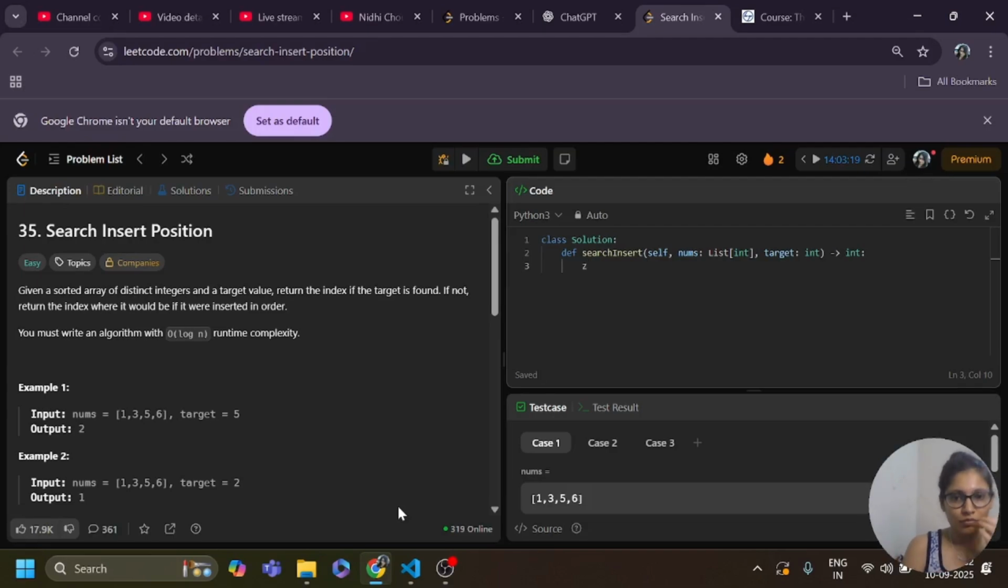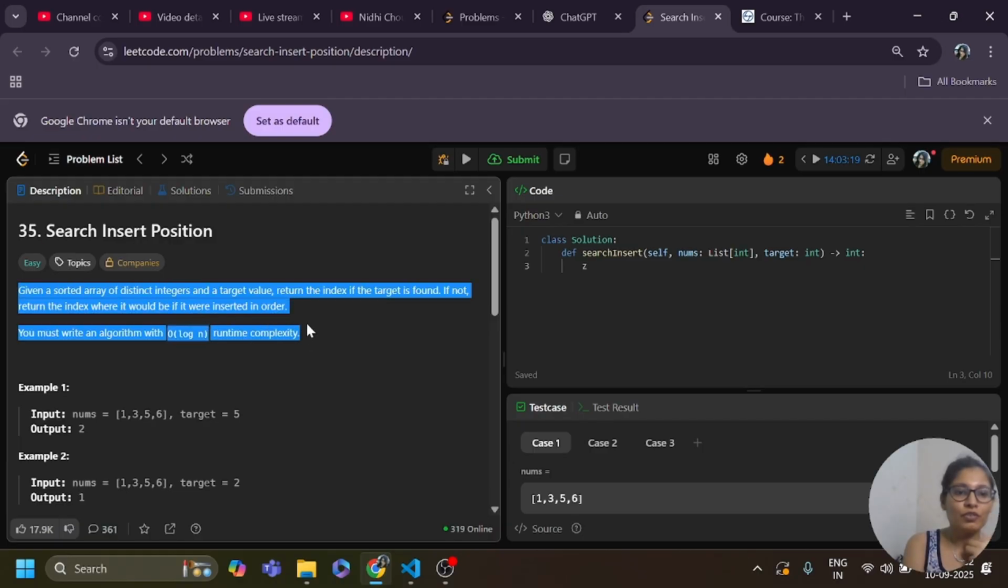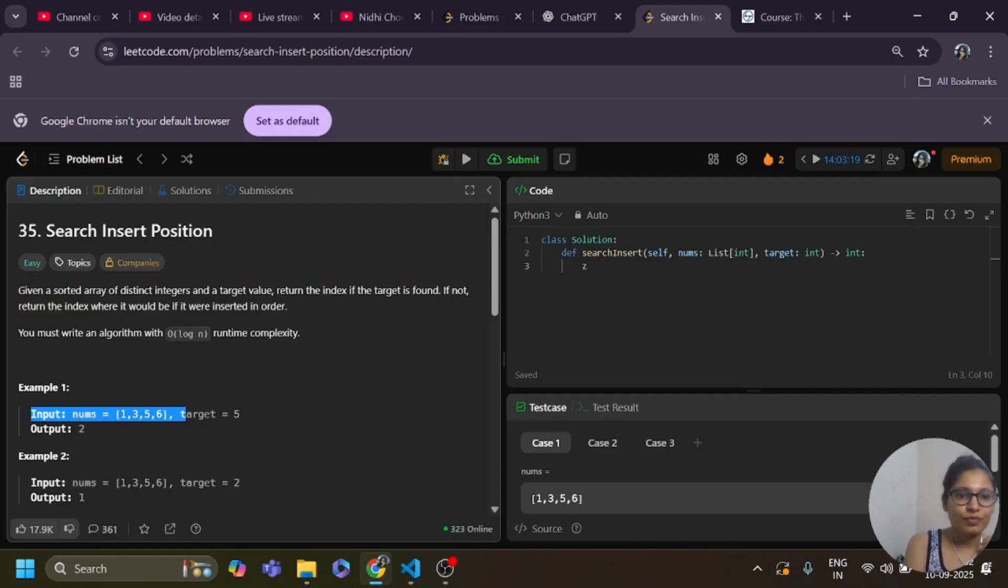So today we are going to learn another problem from LeetCode. Problem number is 35 and the problem statement is Search Insert Position. Okay, so here we can see the problem statement. Given a sorted array of distinct integers, okay, so this is the sorted array with distinct integers, and a target value, this one.